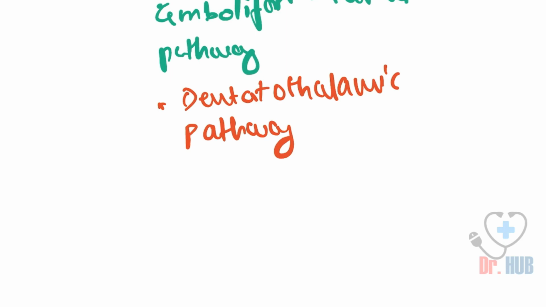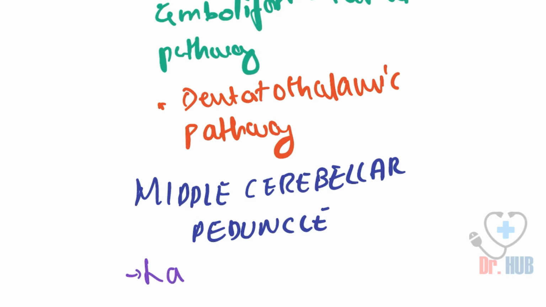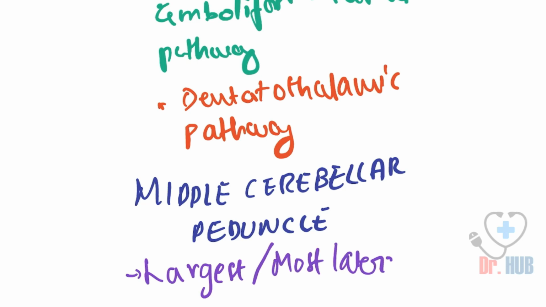Next we move on to the middle cerebellar peduncle. Just to know, the middle cerebellar peduncle is the largest and the most lateral, and it is only afferent.